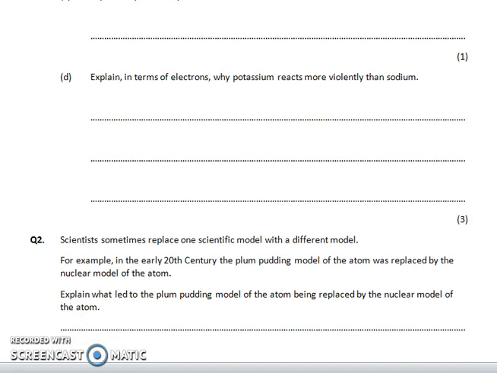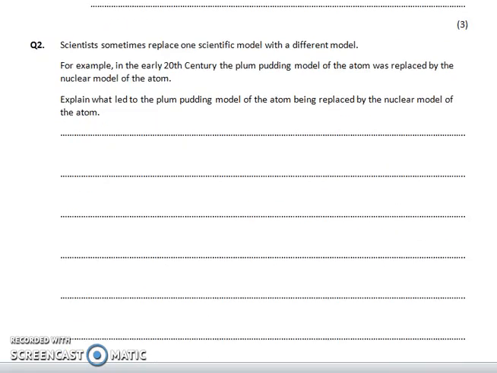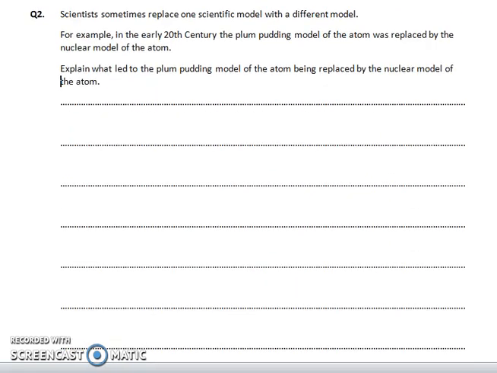Question 2. 6 marker. Again, people either know this one or they don't know it. Break it down into 3 nice easy bits, explain what's going on with the plum pudding model, then go on and explain about the nuclear model, and explain how you went from one to the other.